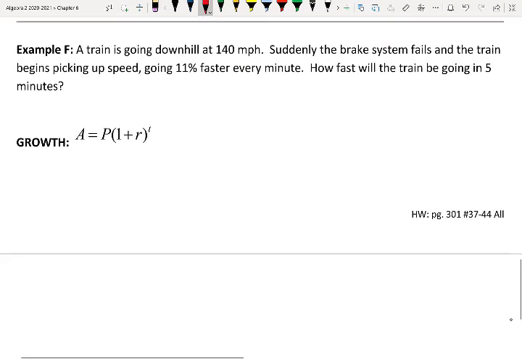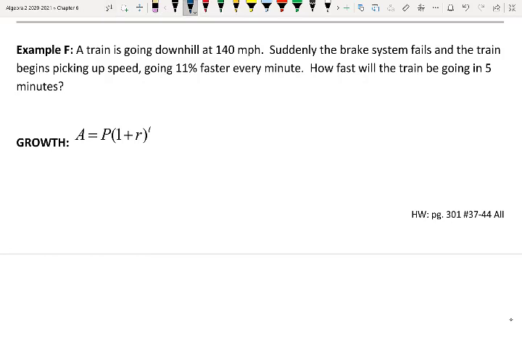All right, last but not least, example F. We've got a train that is traveling downhill at 140 miles an hour. Suddenly the brake system fails and the train continues picking up speed, getting 11% faster every minute. We're asked to find how fast the train would be going in 5 minutes.